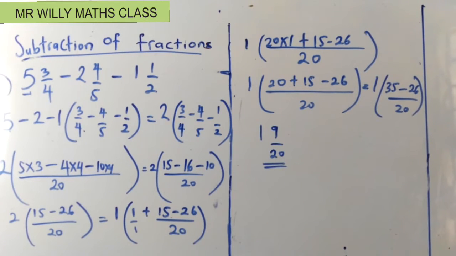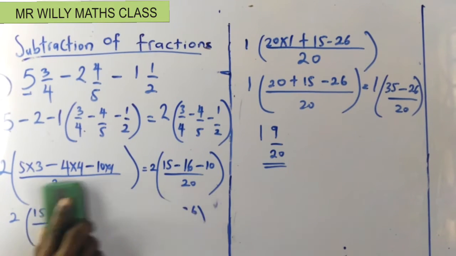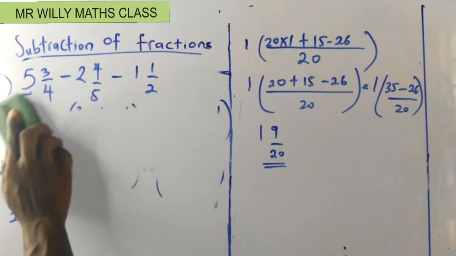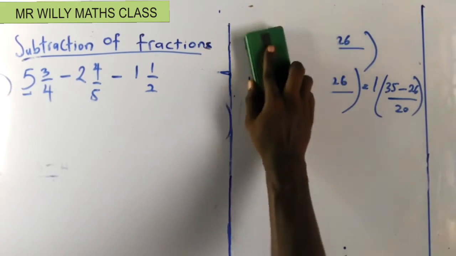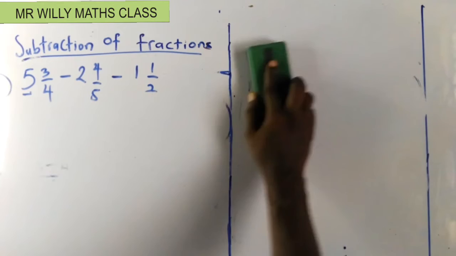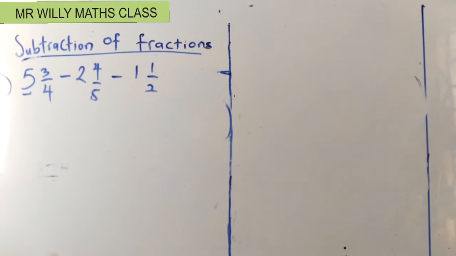And let's assume that you want to use another method to solve the same question. You can use another method. Now look at this method. Let's say we are going to have one number 9 over 20. Now these are mixed fractions.